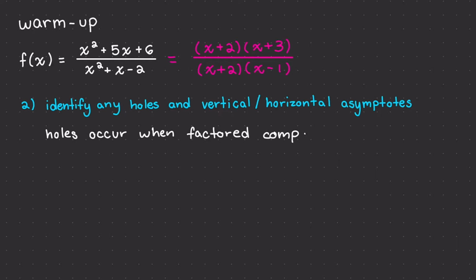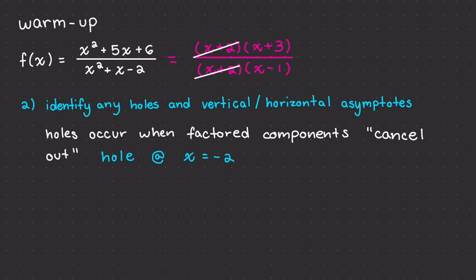Holes occur when factored components cancel out, which means they divide to 1. Here we can see that the x plus 2 repeats in the numerator and denominator, so we know that there's a hole at x minus 2.